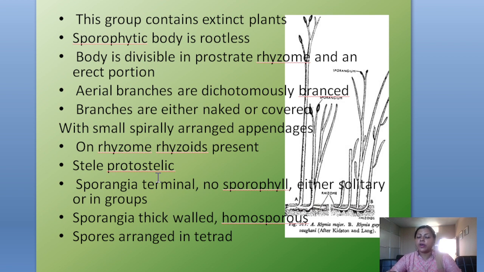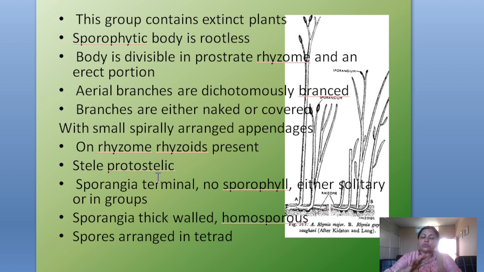On the rhizome they bear rhizoids, and the stele is very primitive, only protostele. Protostelic type of stele can be seen in all the primitive pteridophytes, where no leaf gap is present. The sporangia are terminal, and there is no sporophyll, so they are either developed solitary or in some groups. We know the sporangia only from fossil records.